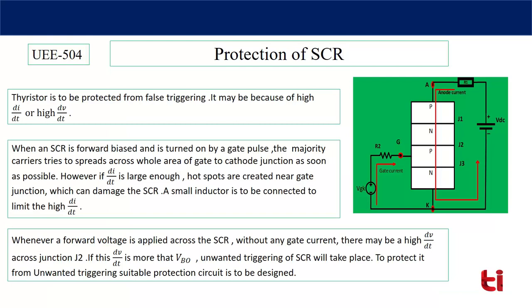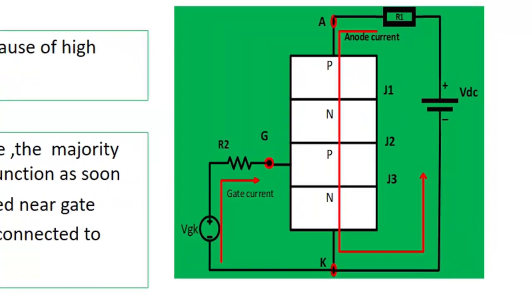First of all, I want to discuss what are the major problems associated with this thyristor. Consider a case when a DC voltage is applied across the thyristor. Then we know that J1 and J3 are forward biased, but J2 is reverse biased. So we can assume that the whole voltage appears across junction J2.